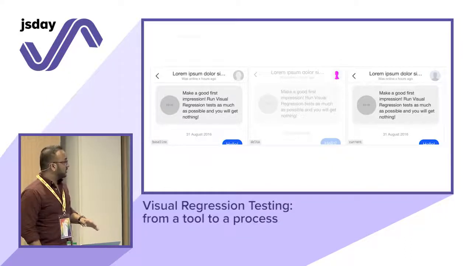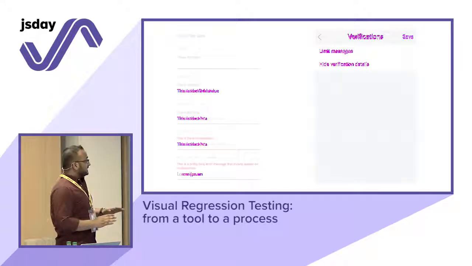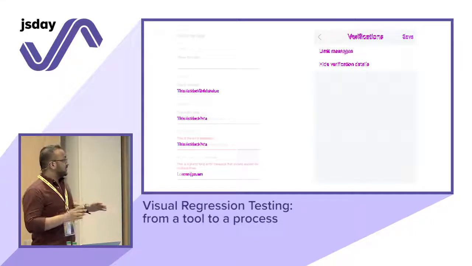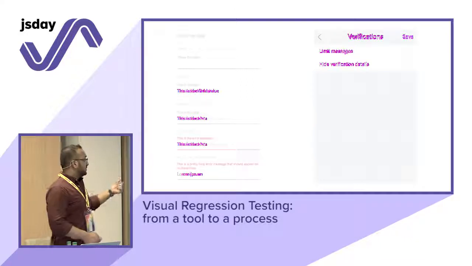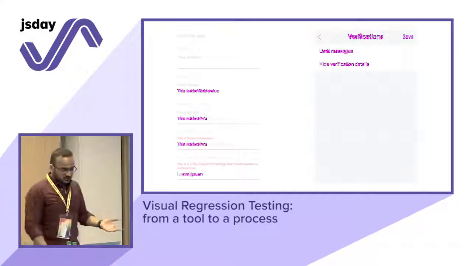This would never have been caught by human QAs. And by the way, VRT is not just about test or unit testing. It's not something strict. So for example, we change our fonts here. Obviously, it's going to fail, which is fine because we detected it.